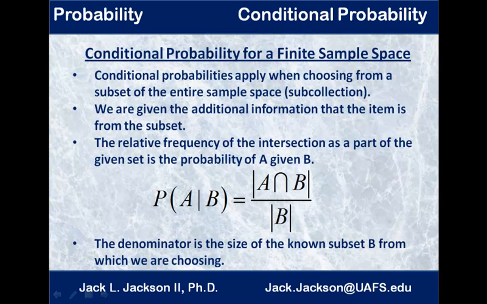Conditional probability for a finite sample space applies when we're choosing from a subset of the entire sample space, or subcollection. In other words, we're given additional information that the item is from that subset. So the relative frequency of the intersection as a part of the given set is the probability of A given B. So the probability of A given B is the size of the intersection of A and B divided by the size of B. Notice that we're taking the overlap of the two sets for the numerator, and the size of B, the given event, goes on the bottom. So the one that's given goes in the denominator.